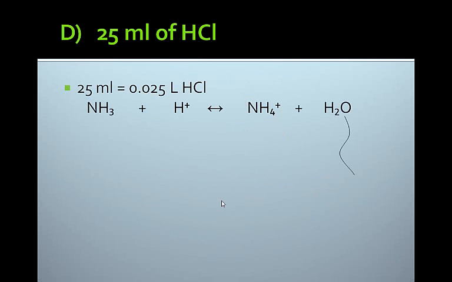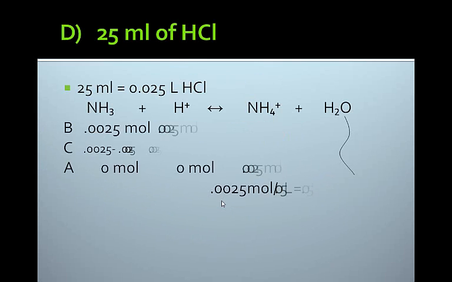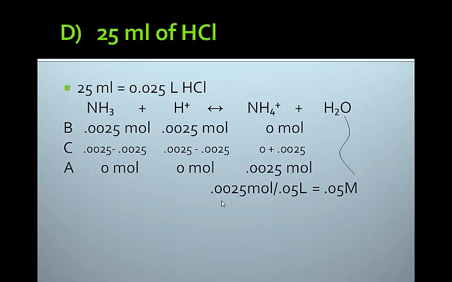For part D, we're adding 25 milliliters of HCl, or 0.025 liters. So our equation is ammonia plus H plus yields ammonium plus H2O. And again, we're going to do BCA. And this time, you'll notice that the least amount of moles is actually the same for both reactants. So we're left with no reactants after the reaction occurs, but we are left with 0.0025 moles of ammonium. And when we convert that to molarity, we get 0.05 molar of ammonium.